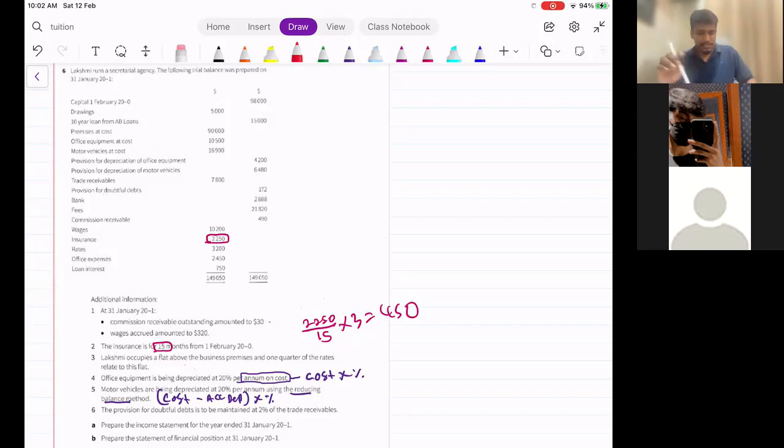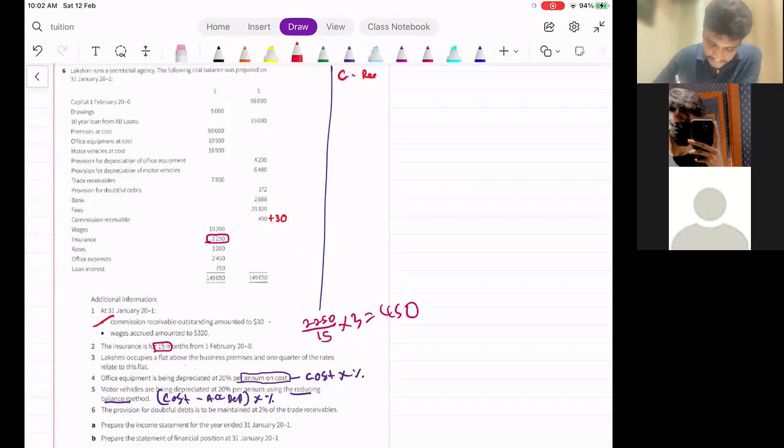Okay, let me check your answer. Let me do the answer. You check. First one, commission receivable outstanding. Outstanding means accrued. Accrued, you need to plus. So you go find a commission receivable plus 30. And then create one account called commission receivable accrued 30.